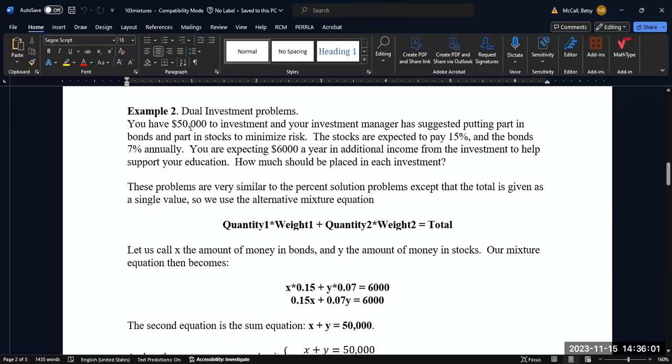So we know that we have $50,000 to start with. So our total equation, our quantity equation, is x plus y is equal to 50,000.